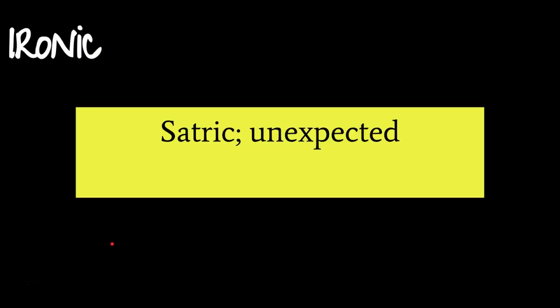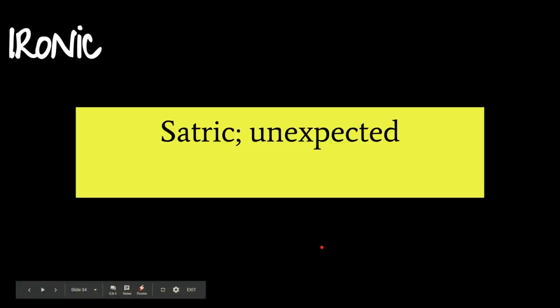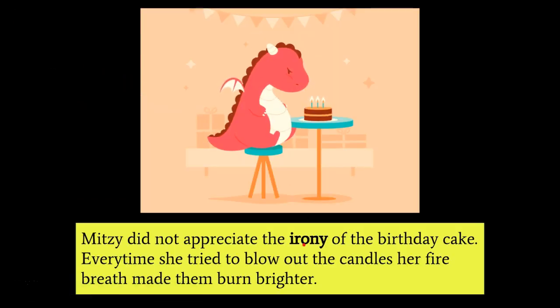For our next word, we have ironic, which is a literary term you might already be familiar with. But ironic is the adjective, and it means unexpected. I think that's spelled wrong. Whoops. So in this sentence, we see Mitzi did not appreciate the irony of the birthday cake. Every time she tried to blow out the candles, her fire breath made them burn brighter. Oh, poor Mitzi. So here we have irony, and irony is the noun form of ironic. So ironic is an adjective, and irony is the noun.